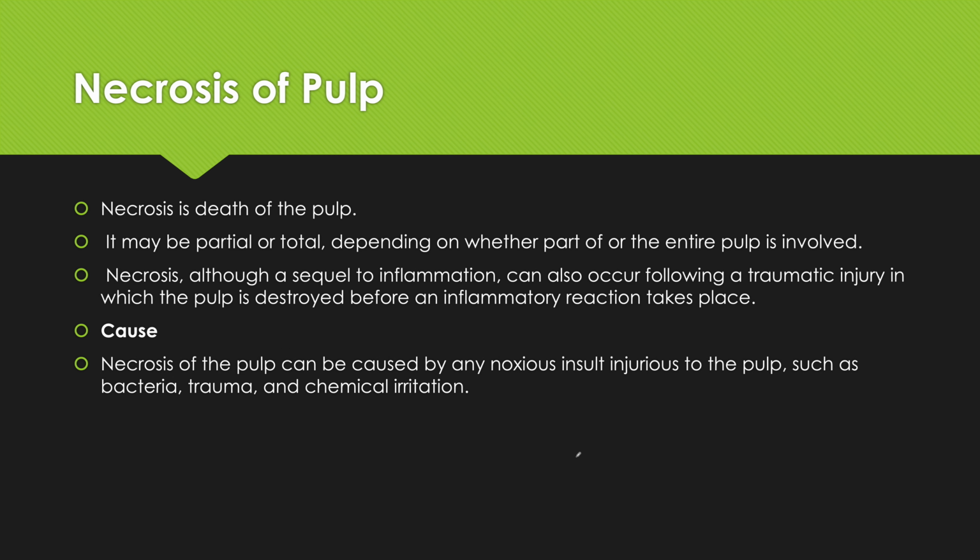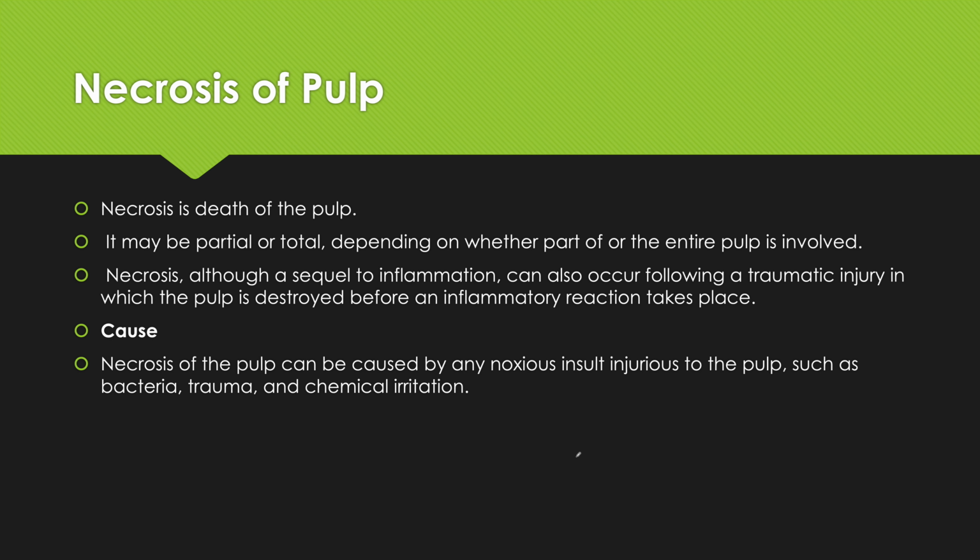Lastly, we come to necrosis of pulp. Necrosis is death of pulp. It may be partial or total, depending on whether part of or the entire pulp is involved. Necrosis, although a sequel to inflammation, can also occur following a traumatic injury, in which pulp is destroyed before an inflammatory reaction takes place.